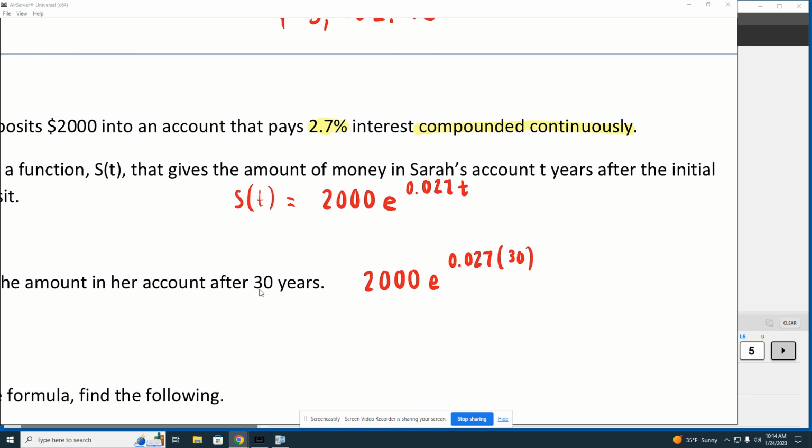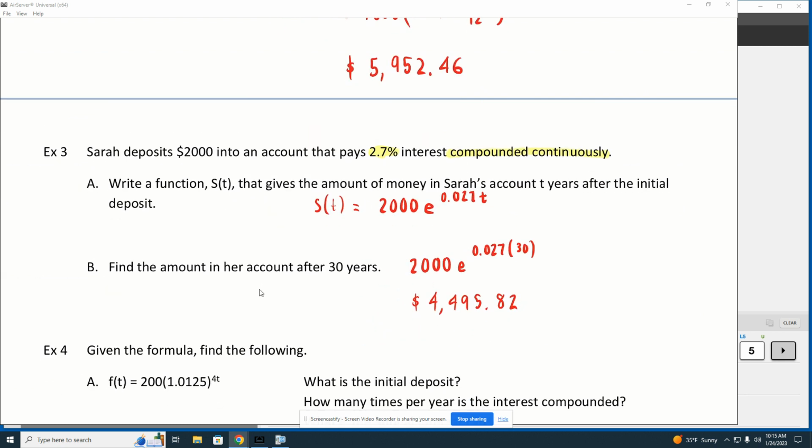But then I'm going to raise it to the 0.027 times 30. And I'm going to push equals. And it's going to tell me I have how much money left over. $4,495.82. And that is how you use the continuously compounded formula. Pretty easy, right? So, very different formula than the compounded interest.